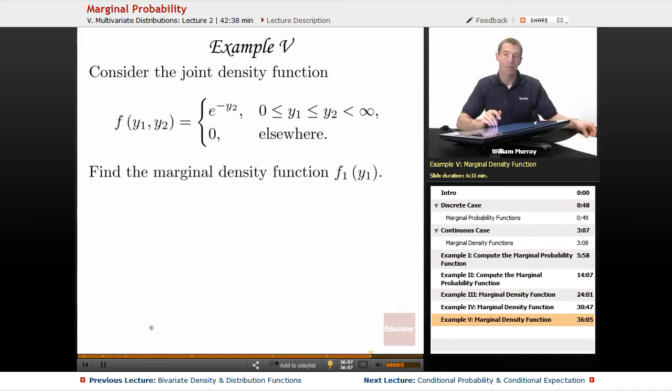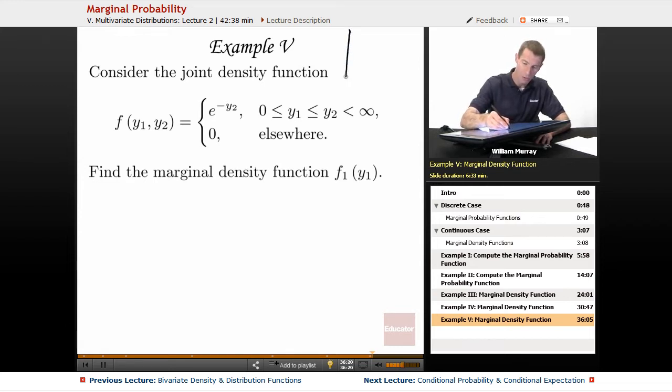In our last example, example 5, we have a joint density function f of y1, y2 equals e to the negative y2. And our region here, both y1 and y2 go from 0 to infinity. So let me set up my axes and I'll try to draw that. There's y1 always on the horizontal axis, y2 always on the vertical axis. They both start at 0. Now the catch here is that y2 is always bigger than y1.